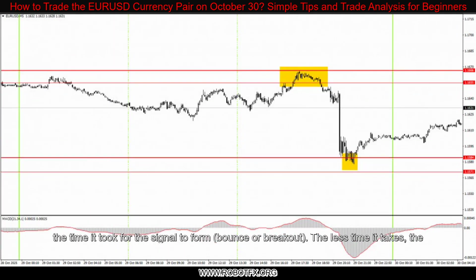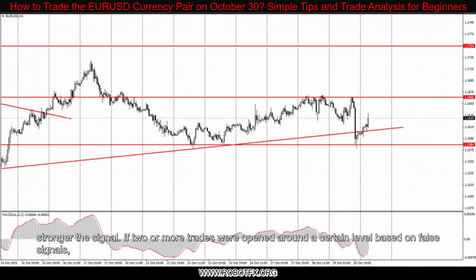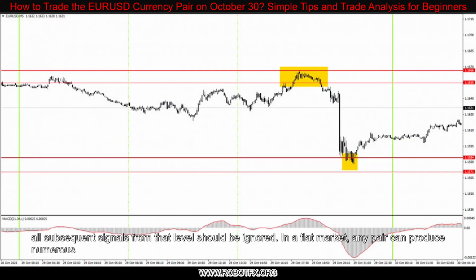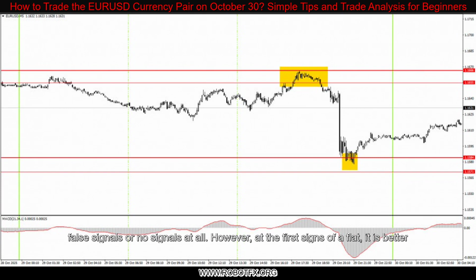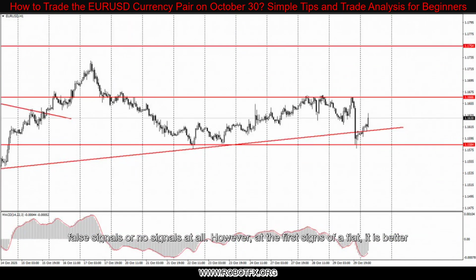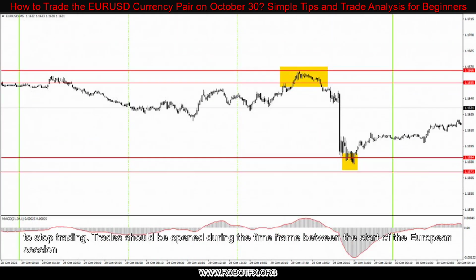Core principles of the trading system: the strength of a signal is assessed by the time it took for the signal to form, bounce, or breakout. The less time it takes, the stronger the signal. If two or more trades were open around a certain level based on false signals, all subsequent signals from that level should be ignored. In a flat market, any pair can produce numerous false signals or no signals at all. However, at the first signs of a flat, it is better to stop trading.